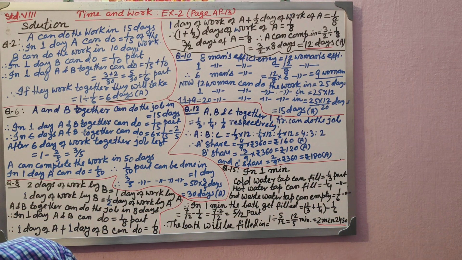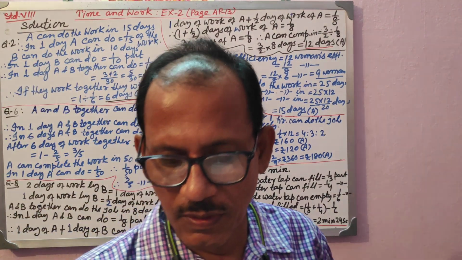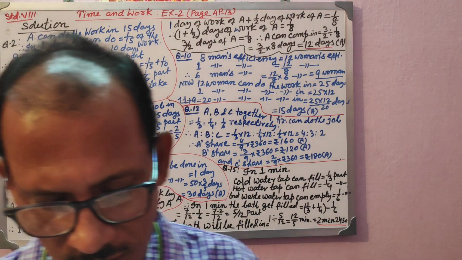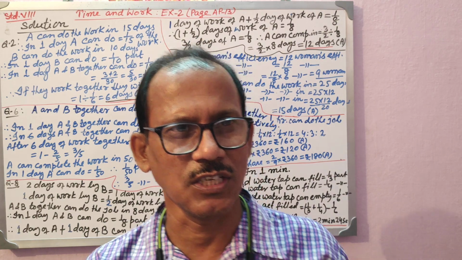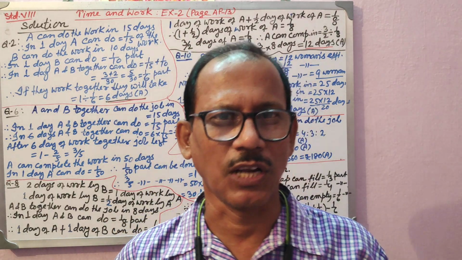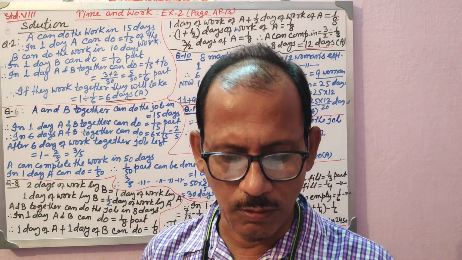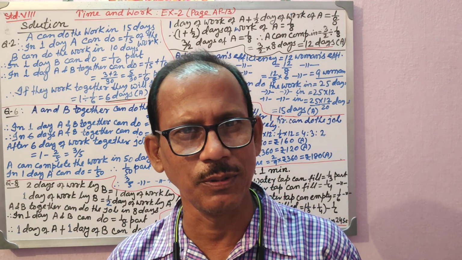Let us do some of the sums from exercise 2 of page number AP13. Okay, question number 2 says, A can do a job in 15 days. That is a simple sum I have taken, just to make you understand time and work. A is a man who can do the job in 15 days. So in 1 day, A can do how much? 1 by 15 part of it.